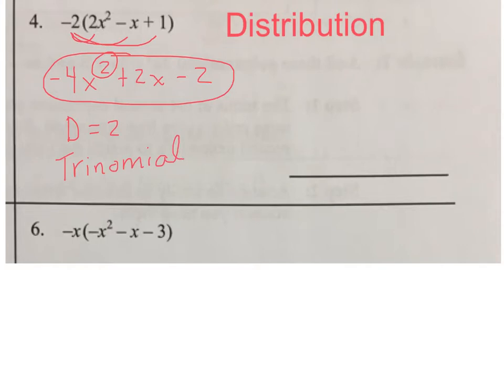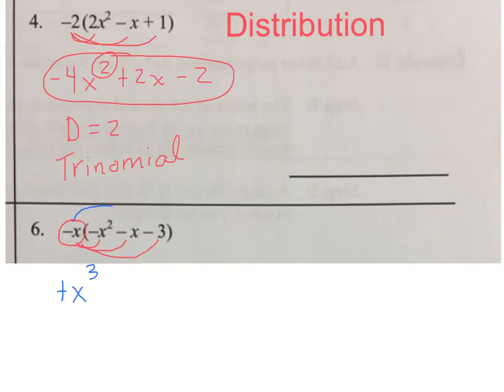Okay, let's look at number 6. Instead of distributing a number, this time I'm distributing a variable. I have to take -x and multiply it by all three terms on the inside of the parentheses. And so -x times -x squared is positive x to the third power. The reason it's to the third is because this -x is understood to be raised to the first power. So we're doing like bases, x and x, and we're multiplying them, so we have to add their exponents. That's why it's x to the third.